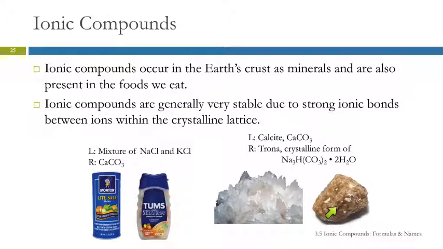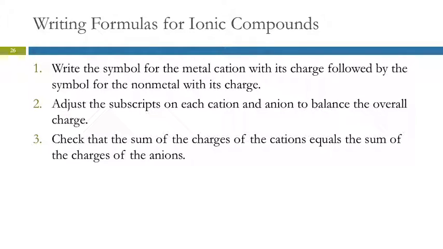Here are some things you should not ingest. Calcite. This is also calcium carbonate, but that's not going to help you with your heartburn. And trona, this has this big messy looking formula. We can see this is an ionic compound. It starts with a metal. Okay, so there's another ionic compound. So we need to learn how to write formulas for the ionic compounds.